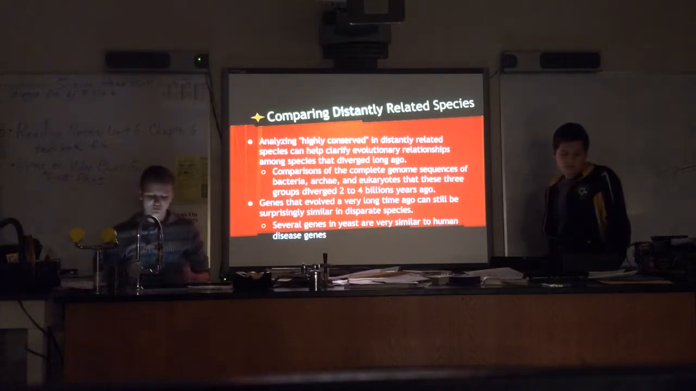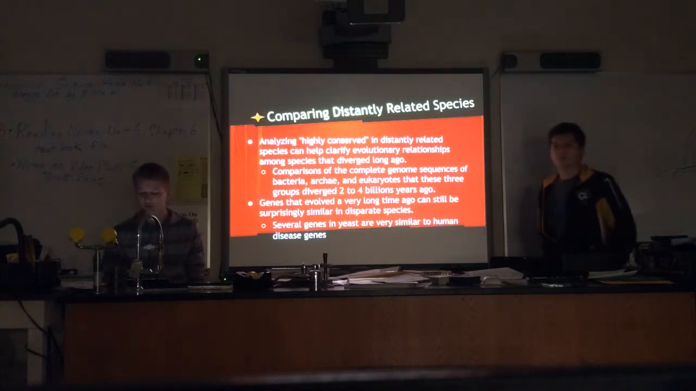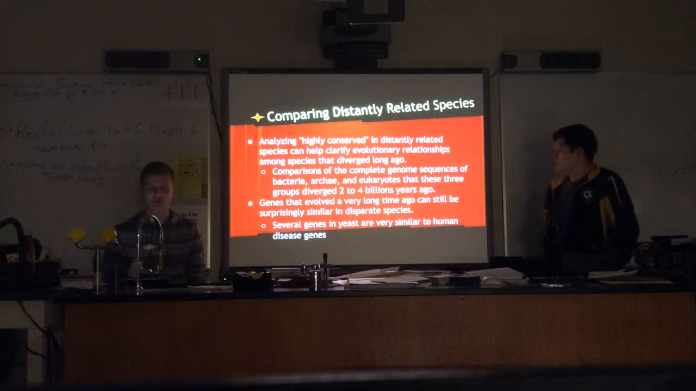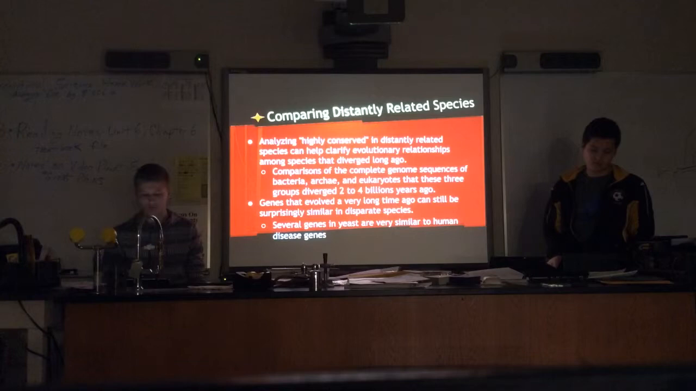Analyzing highly conserved genes in distantly related species can help clarify evolutionary relationships among species that diverged a long time ago, such as comparisons of the complete genome sequences of bacteria, archaea, and eukaryotes, showing that these three groups diverged 2 to 4 billion years ago. And genes that evolved a very long time ago can still be surprisingly similar in disparate species, such as several genes in yeast that are very similar to human disease genes.